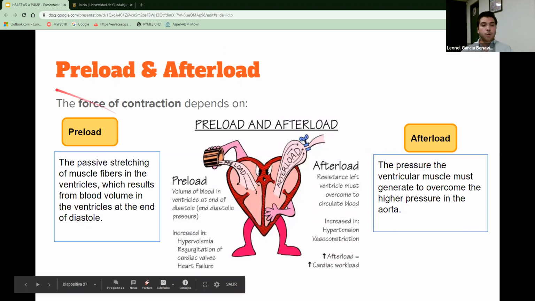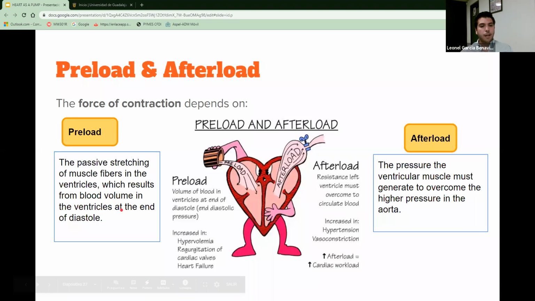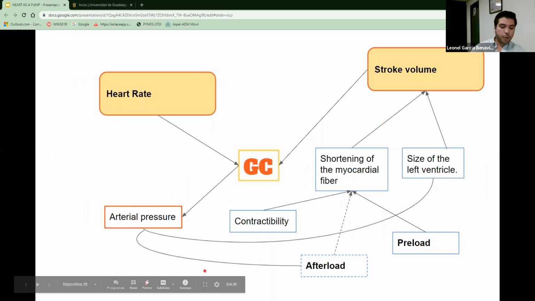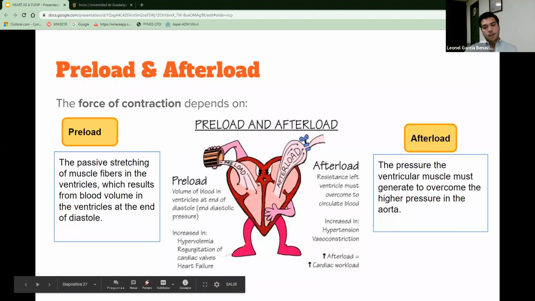So the force of contraction is going to depend on this too. As we're going to see here, preload is very related to the law of Frank-Starling. And what changes preload and afterload? Preload, here's an easier definition: volume of blood in the ventricles at the end of diastole. It's going to be increased by hypovolemia, regurgitation in the cardiac valves, heart failure.